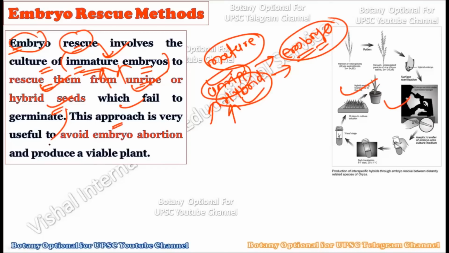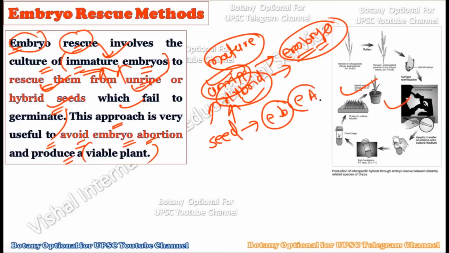Now, this approach is very useful in avoiding embryo abortion and producing viable plants, because if the seed gets wasted, there will be embryo abortion. So to avoid this embryo abortion, we should do the embryo rescue technique and use this embryo in the plant tissue culture laboratory to create the new plant, so that there will not be any wastage of the seed. This is the very basic importance of embryo rescue methods: whatever seeds are going to waste, we can collect the embryo out of them and use it to create whole new viable plants.